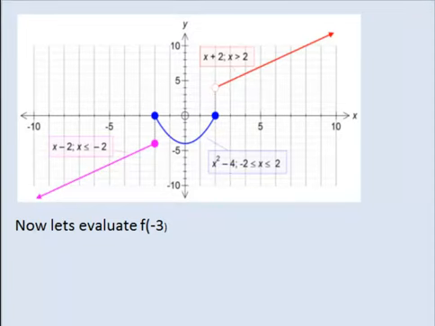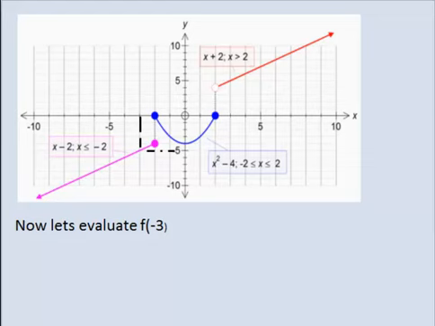Now let's evaluate f of -3. Now what does it mean? It means that we have to look at -3 on the x values, see which graph or function it relates to, and then substitute x = -3 into that function. As you can see, if x is -3, we go down, meet this function, therefore the y value is -5.